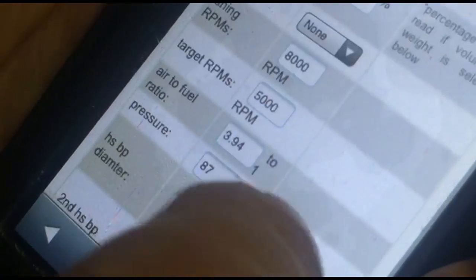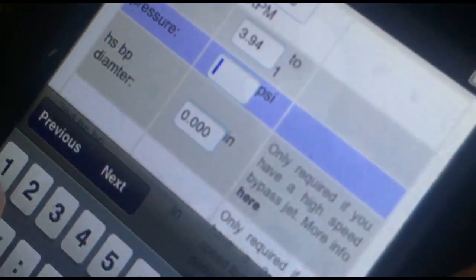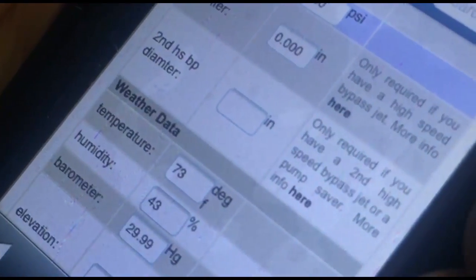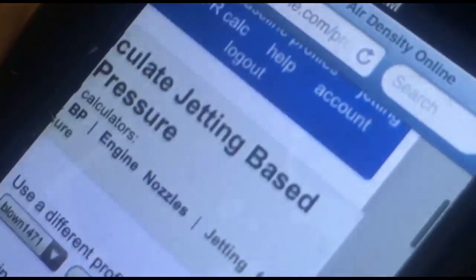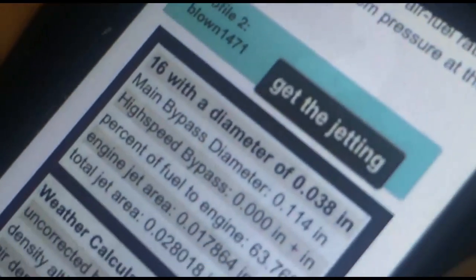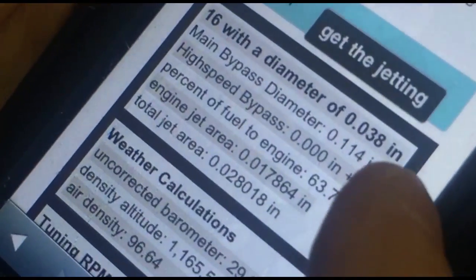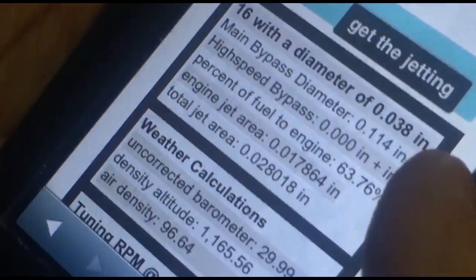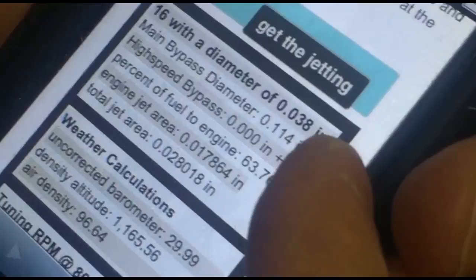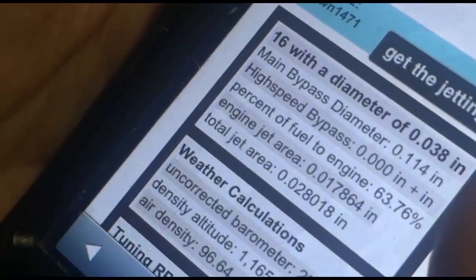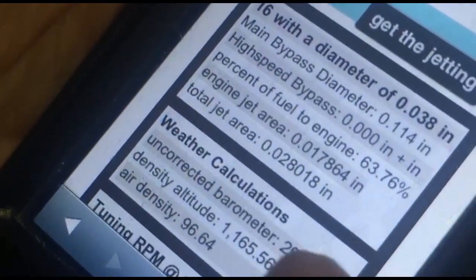I'm going to increase the pressure from 87 psi to 150 psi. And jetting from pressure has determined that we would need an average diameter of 038 with a 114 for the main bypass. Again, it keeps the same air-to-fuel ratio, the same mixture ratio that has been determined in previous testing.